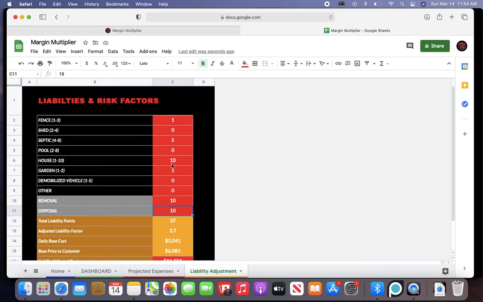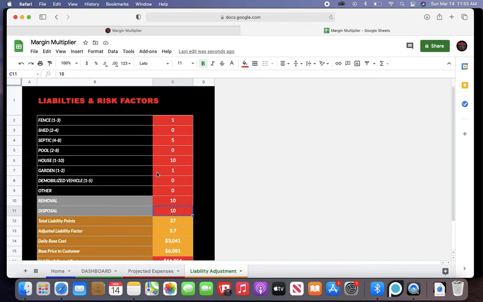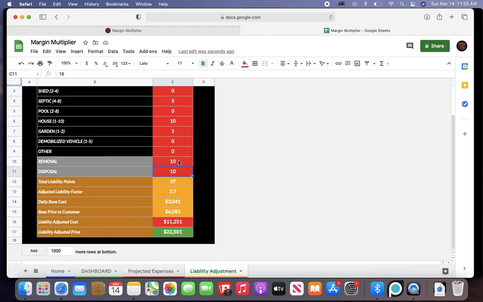So it's going to add up all these things, divide it by 10, and give us an adjusted factor. So let's say they want disposal and removal of vehicle of trees, near the house with a garden and a septic and so on. Your base price to the customer is going to be 6,000. Your liability adjusted cost is going to be 11,000. So you're not looking at this 3,000 base cost anymore. You're looking at the liability adjusted cost. That's 11,000. Liability adjusted price is going to be 22,000. So this is your window right here.